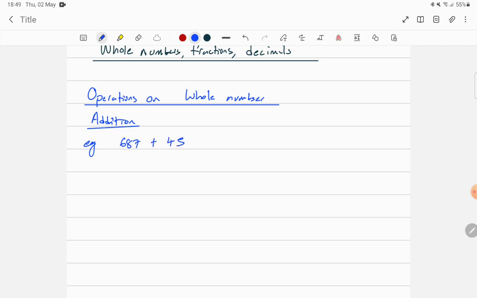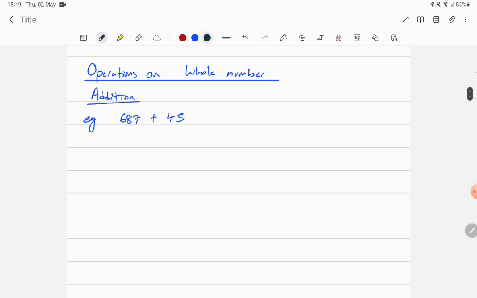Essentially you would have to put these in columns and break them up according to your hundreds, tens, and units. Here, just to manually add this, since you aren't allowed a calculator, and if you can't actually work these things out in your head. So here, your hundreds, tens, and units, and then 687 plus 45.